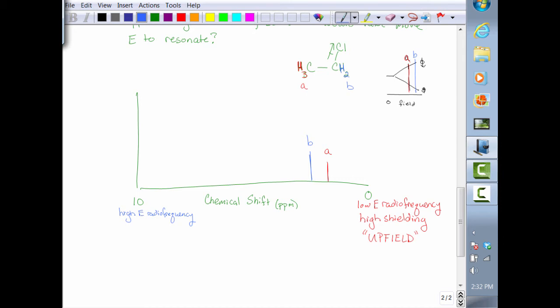I'm sorry. Every time I think about it, I get mad at the old dudes that made up all this language. Okay, so then down at the left-hand side, we have low shielding, right? These are going to be things that have less electron density around them. They have low shielding and they feel more of the magnetic field, so the spins are split more. And this is called downfield.